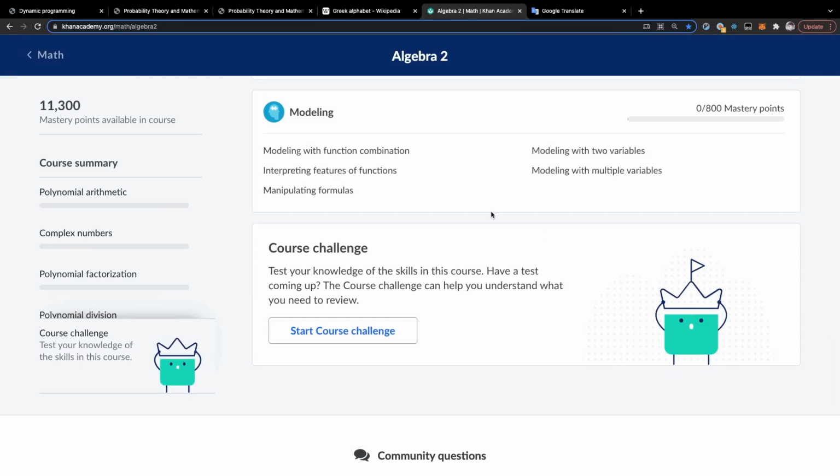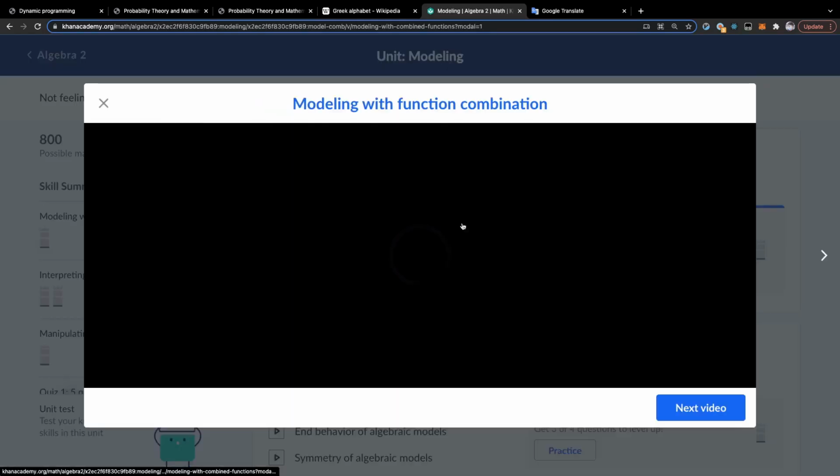So today we're going to learn the next section of Algebra 2. They call it modeling. The word model can actually have a lot of meanings across different domains. So which one they're talking about is unknown to us. So let's get into it.